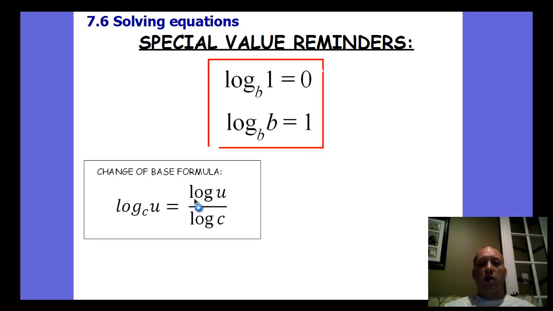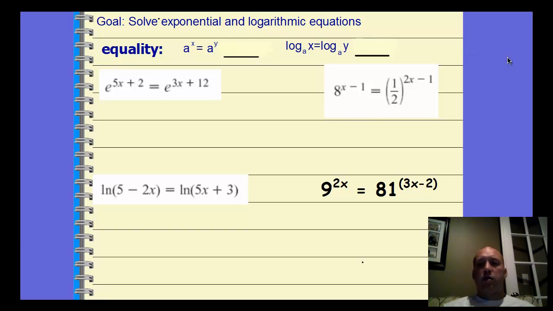We should also know the change of base formula. That'll help us evaluate some of these by calculator to have approximate decimal values. So our goal, again, is to solve exponential and log functions.